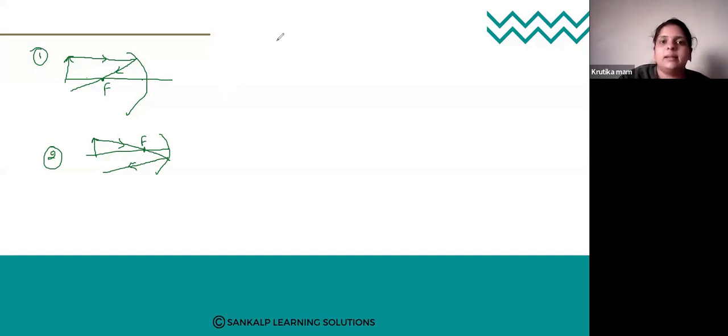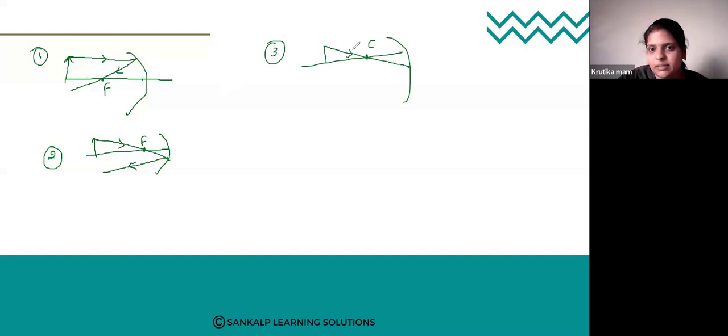Third case. In the third case, the rays which are passing through the center of curvature. Okay, so this is the incident ray. After reflection, it is returned back in the same direction. Okay, this is the third case.